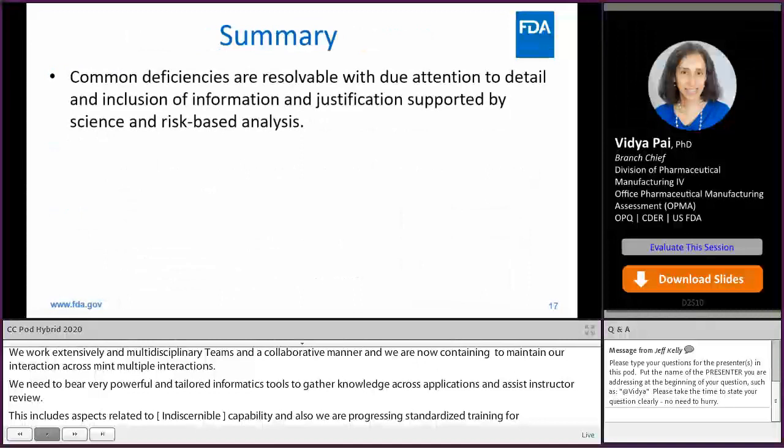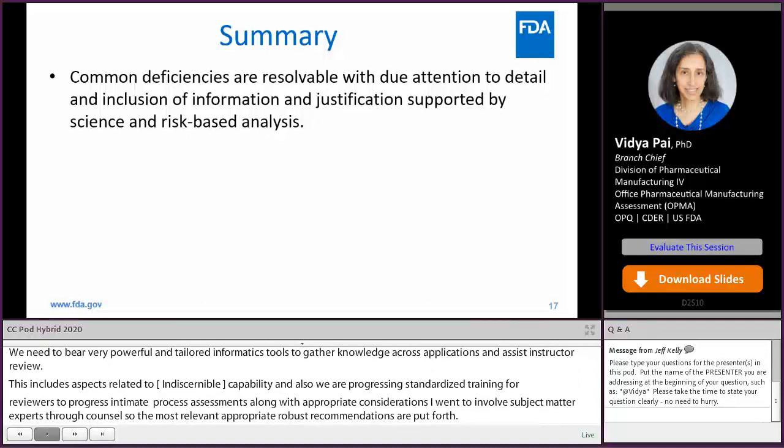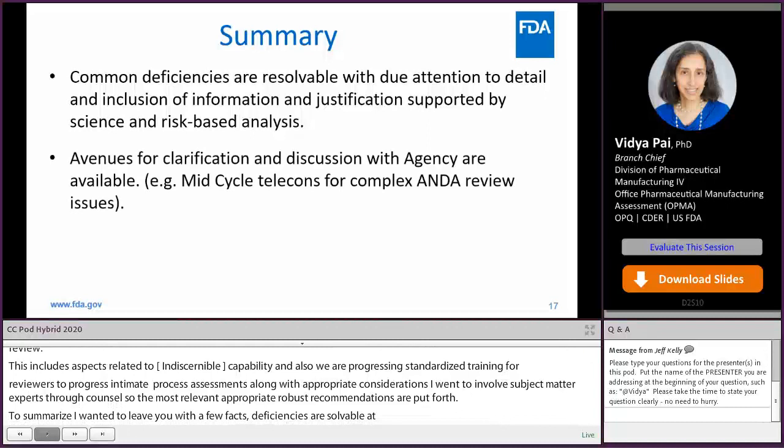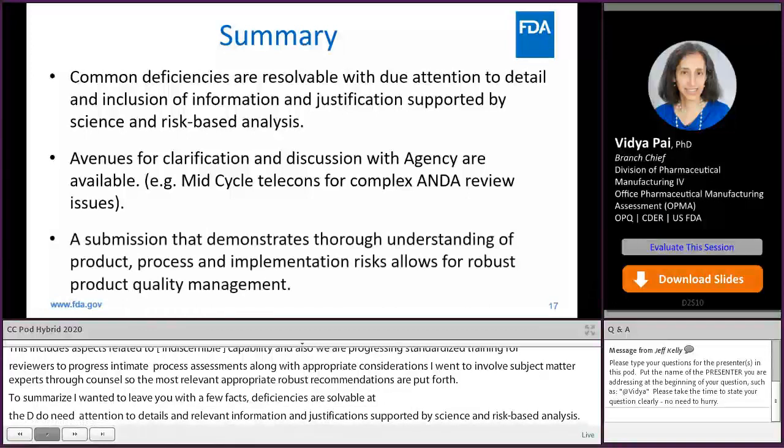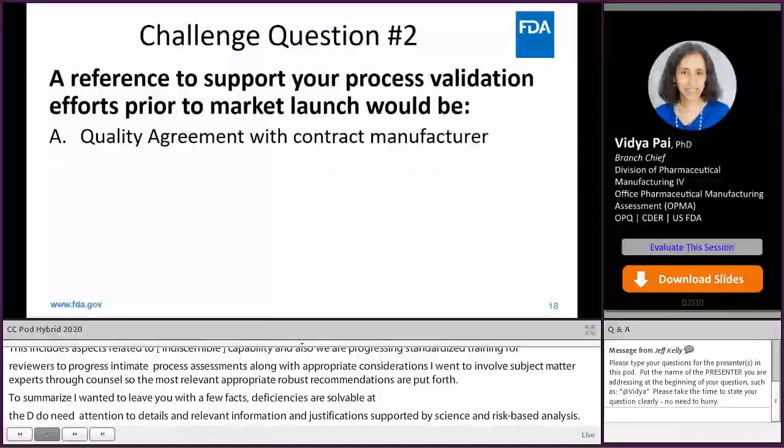So to summarize, I wanted to leave you with a few thoughts. Common deficiencies are resolvable, but they do need your attention to detail, and they do need us to exchange relevant information and justification supported by science and risk-based analysis. There are multiple opportunities for clarification discussion with the agency, including mid-cycle TCONs, and a submission that demonstrates thorough understanding of product process implementation risk allows for robust product quality management.